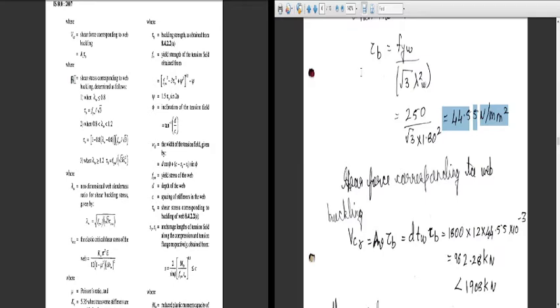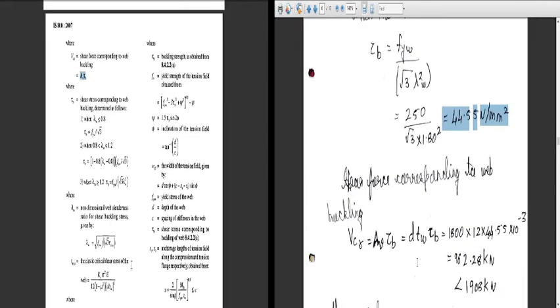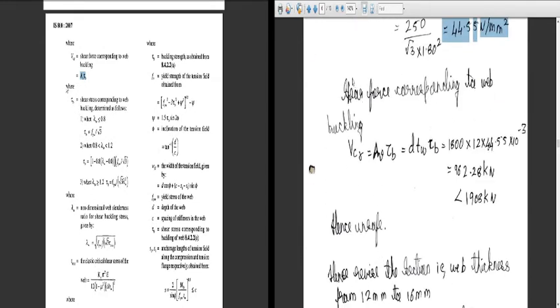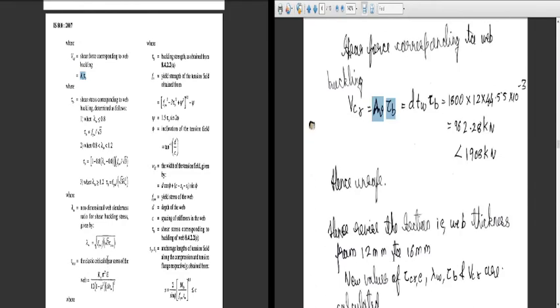Let us go into the code book. So tau B we got, and this can be substituted. We will find out VCR, the shear force corresponding to web buckling, which is given by AV into tau B. AV is nothing but the shear area of the web. Here you can see in the diagram, this is the web. It is a rectangular section, so the dimension is 1800 by 12, and that is the area of the web. So it will be d into tw into tau B.